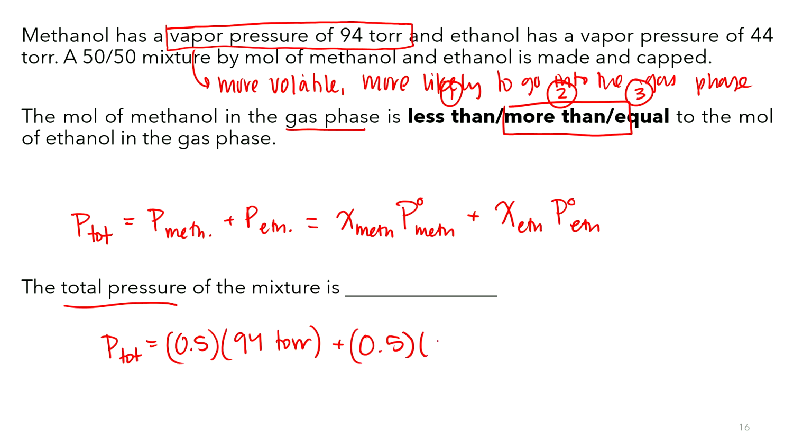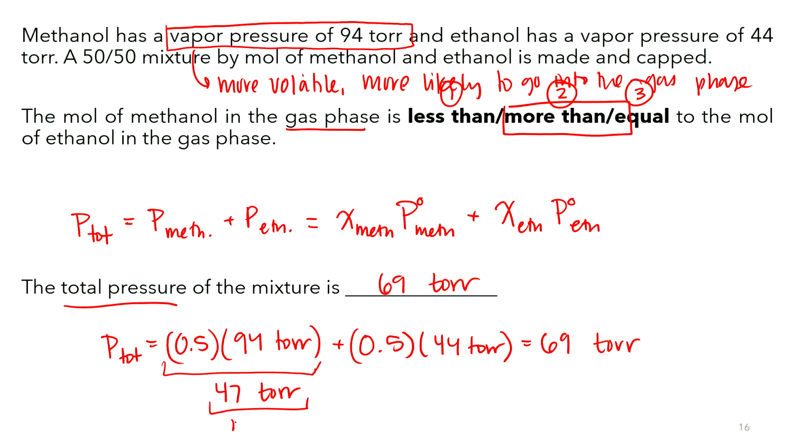And the math was nice in this one, right? Okay, so I wound up with 69 torr as my total pressure. And I could have split that out and said, well, 0.5 times 94, that's 47 torr. That was the contribution from methanol. All right? So the mole fraction of methanol in the gas phase would be equal to 47 divided by 69.